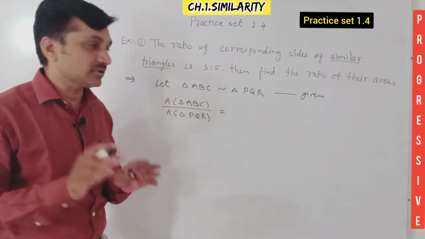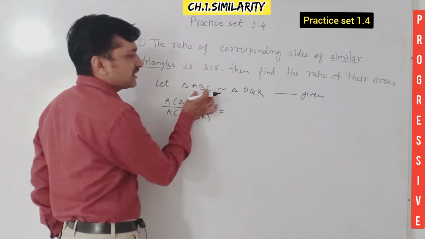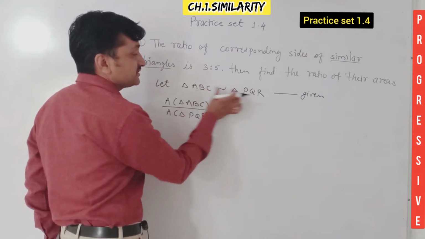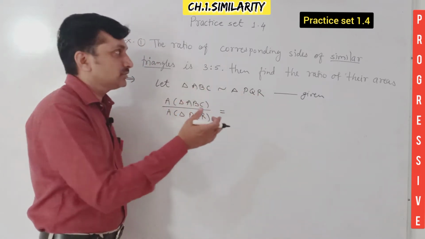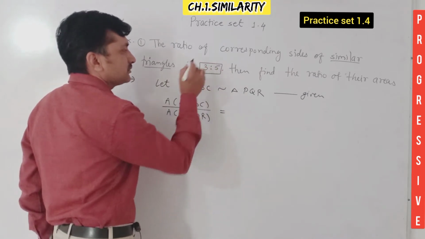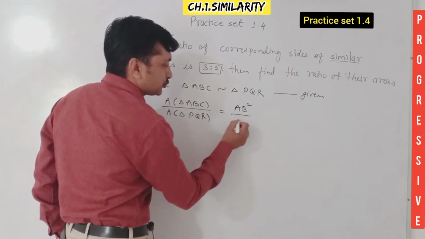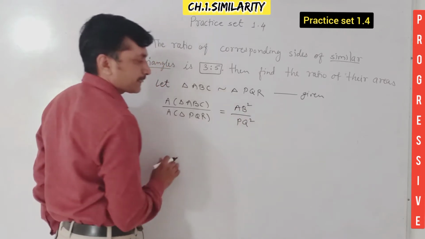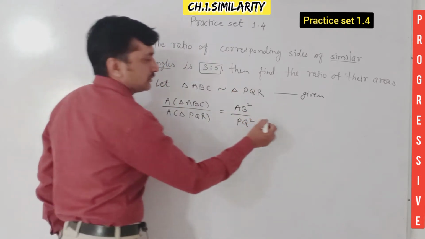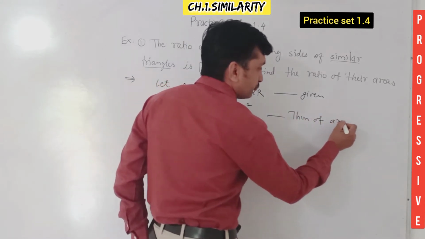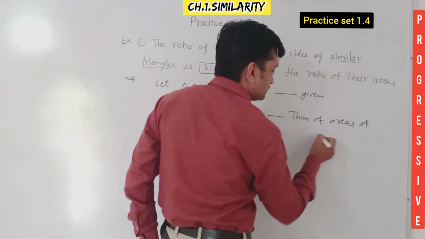Ratio of squares of their corresponding sides, and corresponding sides are AB with PQ, means AB upon PQ, BC upon QR, AC upon PR, but their squares, and here it is given 3/5. Therefore any one side you can take, AB square upon PQ square, because all are equal. And here the reason is the theorem of areas of similar triangles.